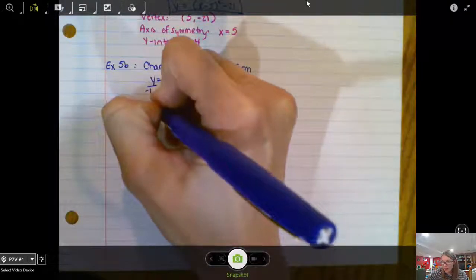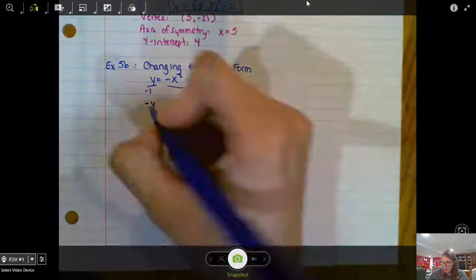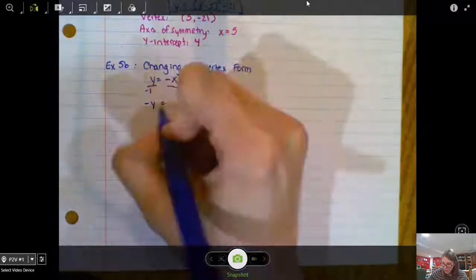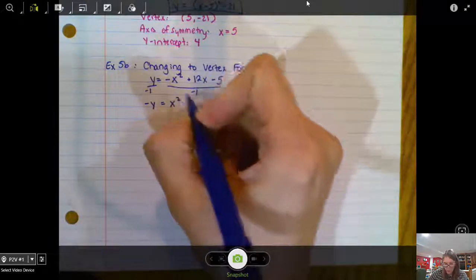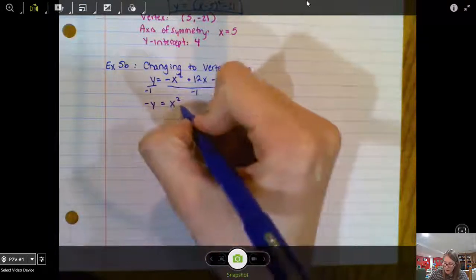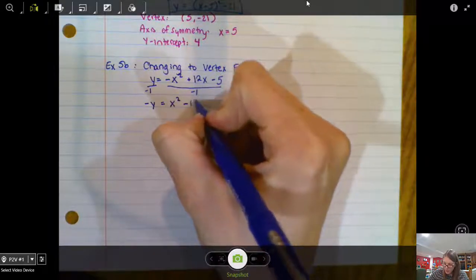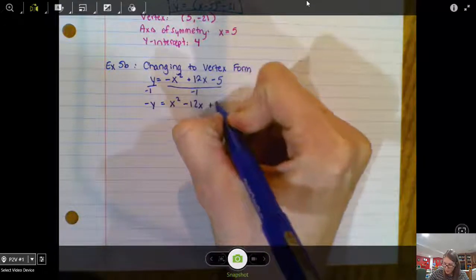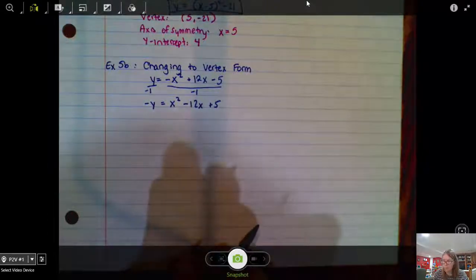And that gives me negative y over here. So that's kind of weird. But it'll work out better. It'll work out fine in the end. Negative x squared divided by negative 1 is positive x squared. This will be minus 12x plus 5 right now.